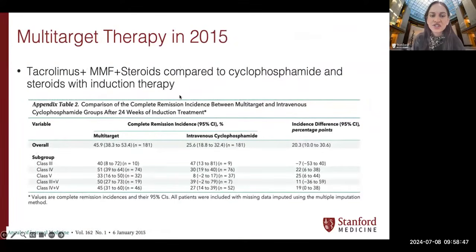So just in the interest of time, there was a study in 2015 that used tacrolimus with CellCept with steroids and compared it to cyclophosphamide. And we really found with multi-target therapy a better effect than intravenous cyclophosphamide, which was really exciting. This was a trial done in China. And so especially for my Asian patients, this was a drug combination that I was using. Again, it's a lot of pills. Tacrolimus could be 2 to 3 twice a day, and then MMF can be 3 pills twice a day. But it was this triple therapy that we were using.